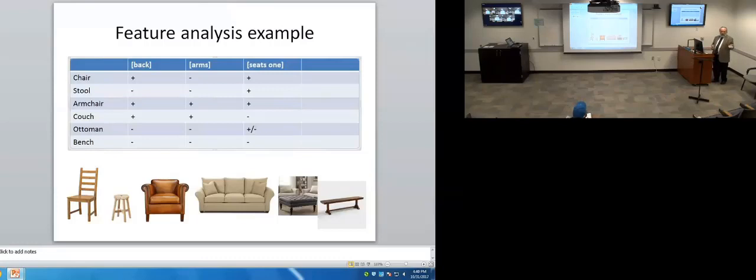The only one that's tricky now is the ottoman. So what if we said that the ottoman seats more than one? So now stool and ottoman, wrong, my bad, so it's a minus, right? It seats more than one. So now we have to distinguish between the ottoman and the bench. It's cushioned, okay, so stuffed.